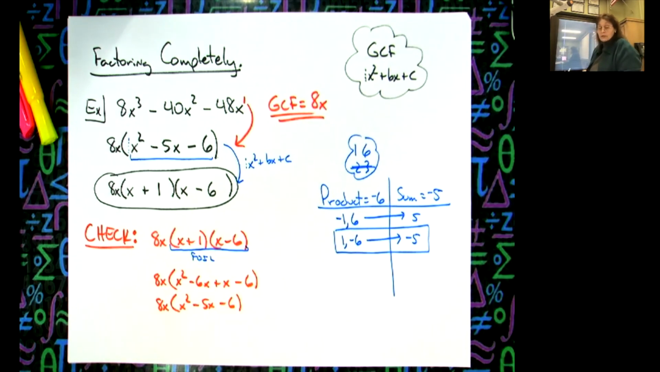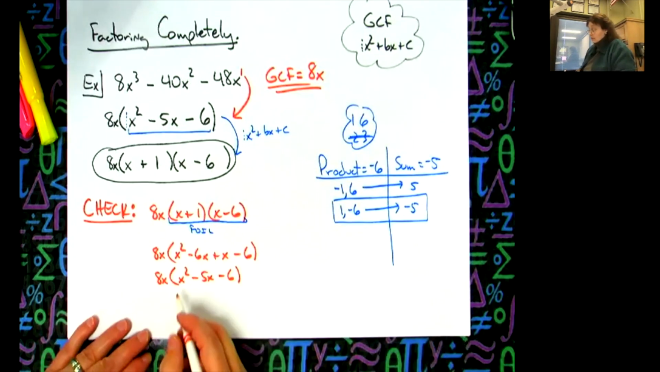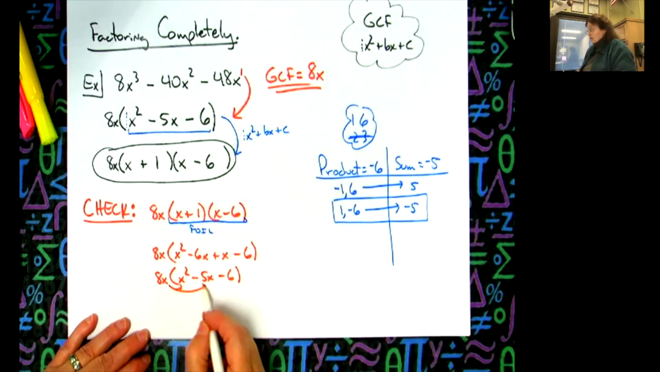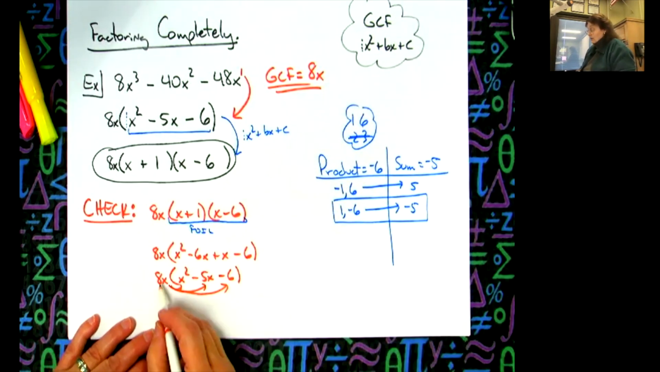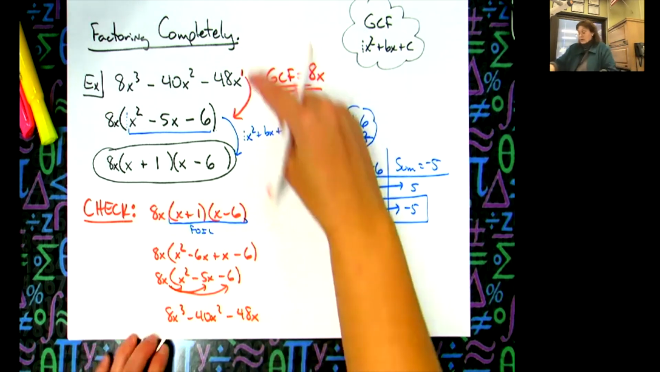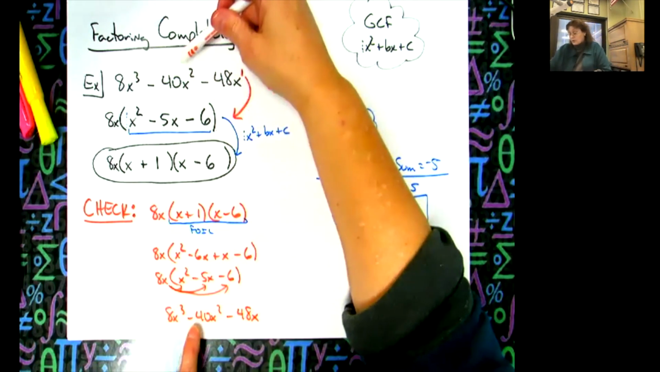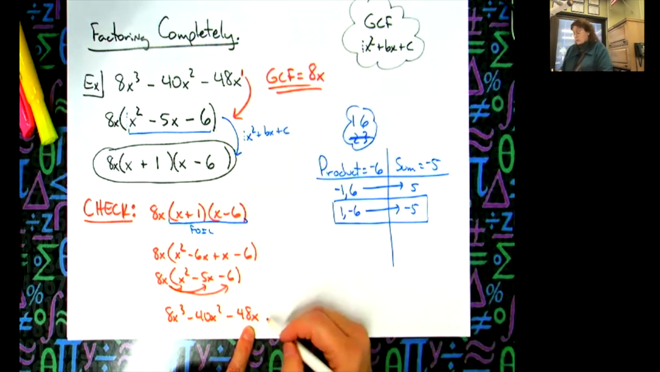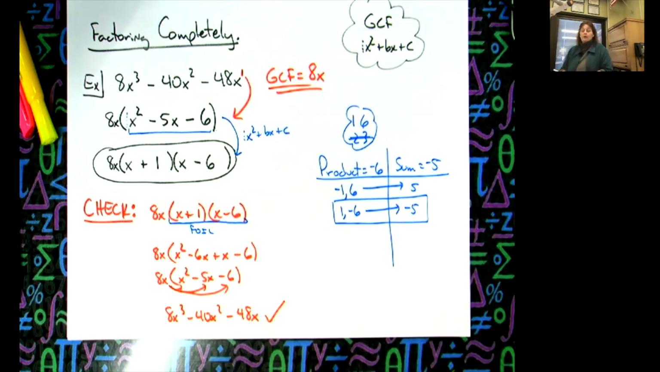Now last step, I'm still multiplying, right? The last step would be to distribute that 8x back into that. So 8x to the third minus 40x squared minus 48x. And then coming back up here, does it match what I started with? And the answer is yes, it does. It checks.